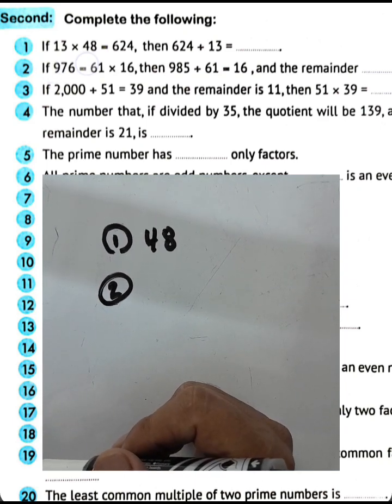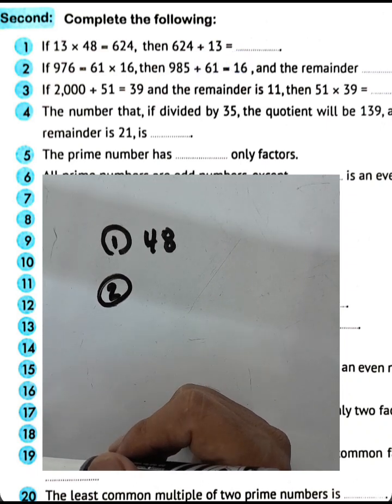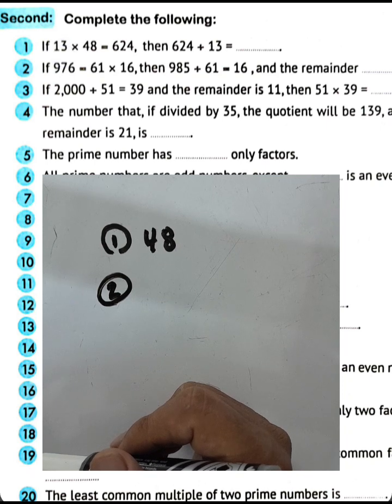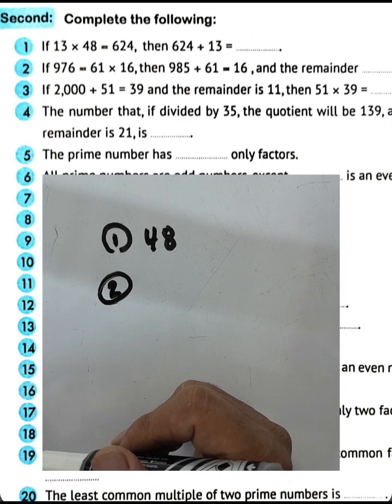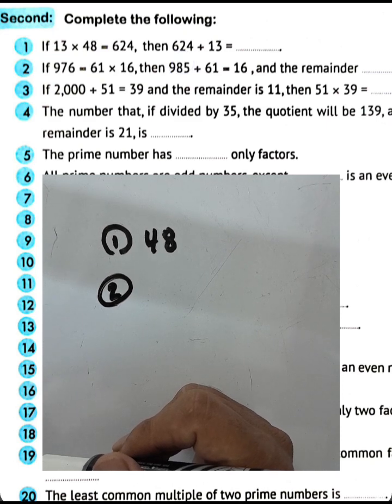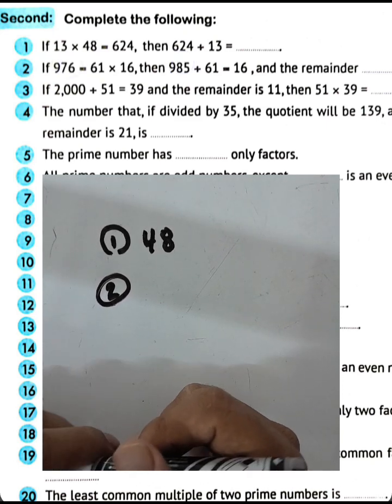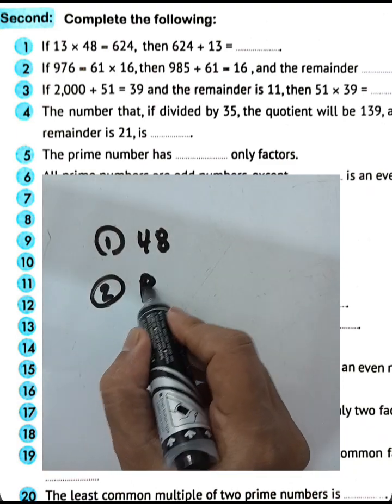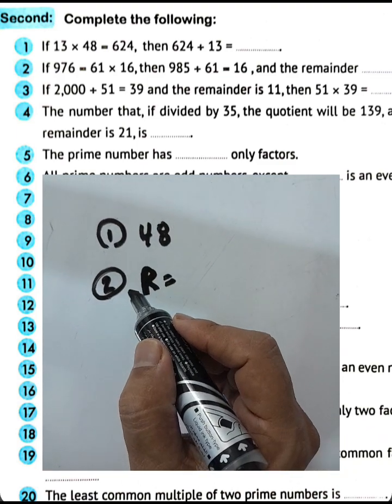Question number 2. If 976 equals 61 times 16, then 985 divided by 61 equals 16 and the remainder is blank. We can find the remainder by finding the difference between the first number, 976, and the second number, the dividend, 985. We find the difference between 985 and 976 to find the remainder.